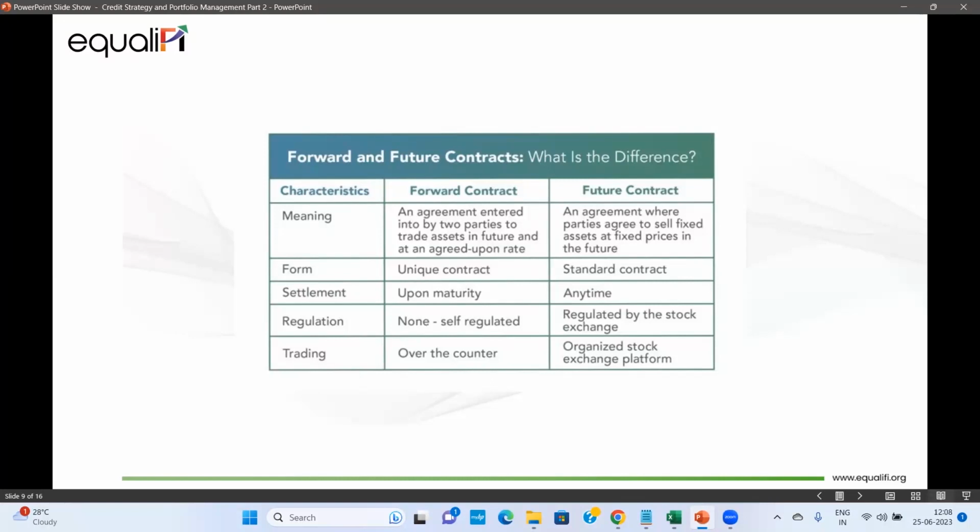A forward is a unique contract. A future is a standard contract. Settlement happens in a forward contract upon maturity. A future contract can be executed at any point of time.